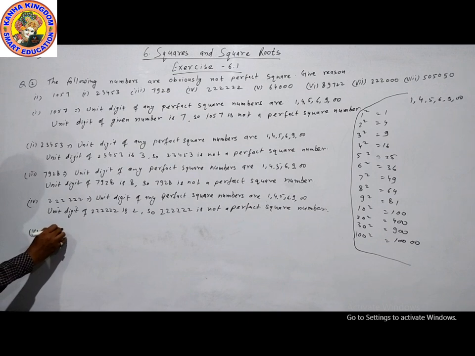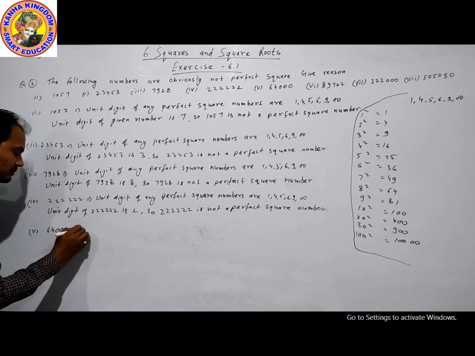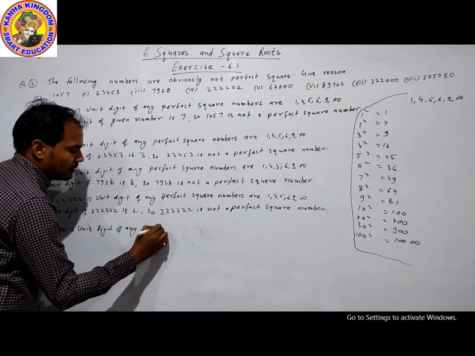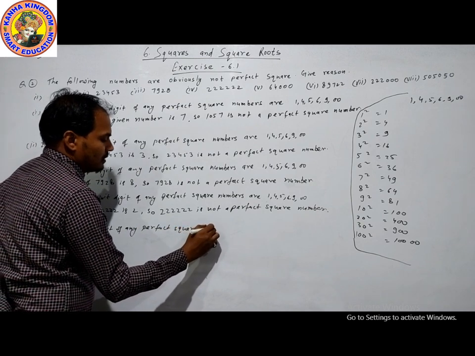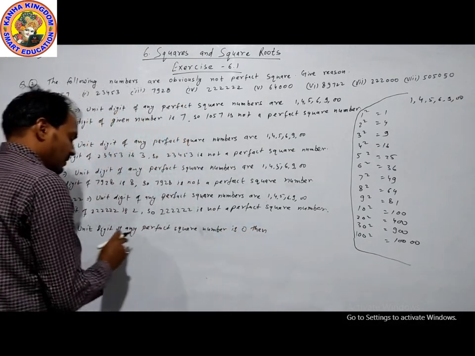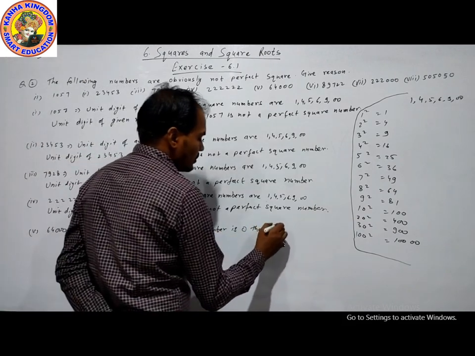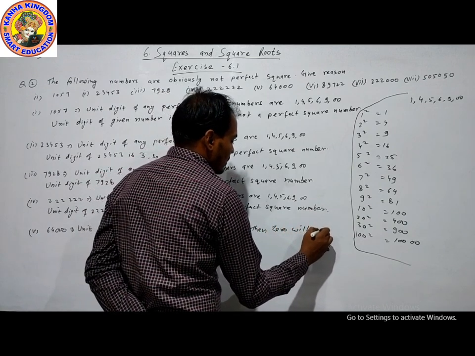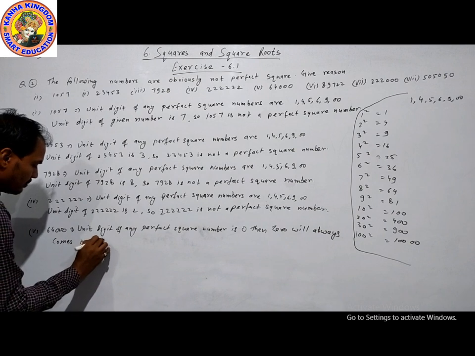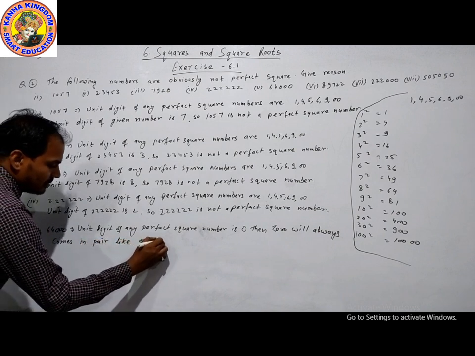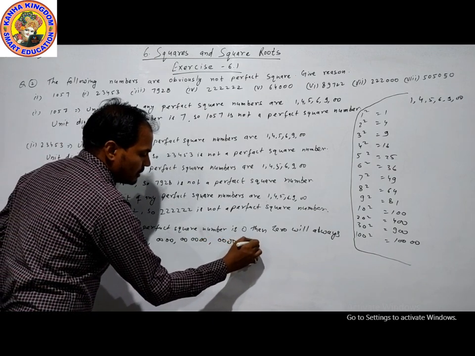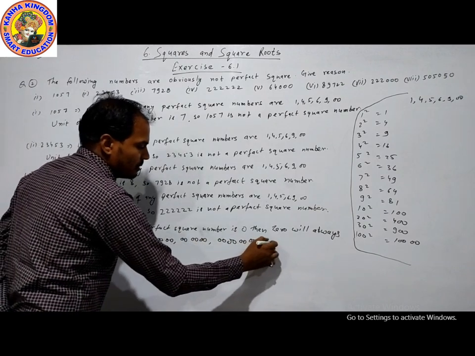The fifth one, 64000. Unit digit of any perfect square number is 0, then if the unit digit of a perfect square number is 0, then 0 will always come in pairs, like 00, 00, 00, meaning 00, 40, 60, 80, like these.